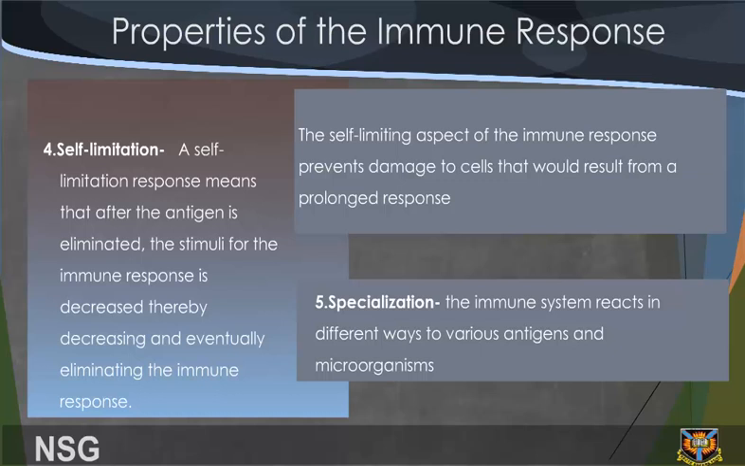3. Self-recognition. This explains the ability to recognize the body's own proteins and foreign proteins. 4. Self-limitation. A self-limitation response means that after the antigen is eliminated, the stimuli for the immune response is decreased, thereby decreasing and eventually eliminating the immune response. The self-limiting aspect of the immune response prevents damage to cells that would result from a prolonged response. 5. Specialization. The immune system reacts in different ways to various antigens and microorganisms.